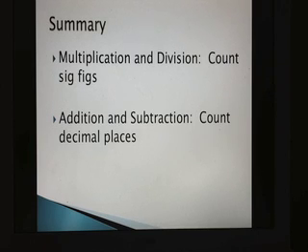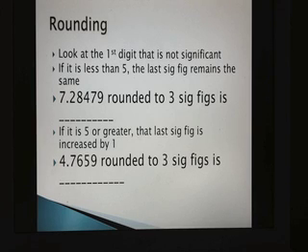So as a summary, when we're using measurements and we're calculating with the measurements, we want to make sure we report our answer to the correct number of significant figures. The multiplication and division rule, count sig figs. The addition and subtraction rule, count decimal places. It's really not too hard, so try not to get too bogged down by significant digits.